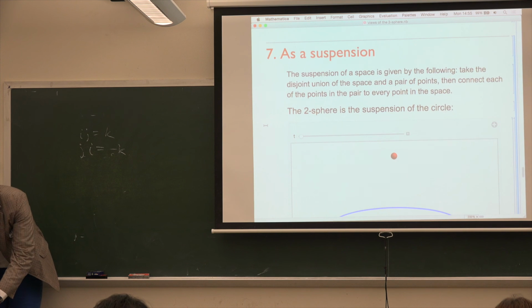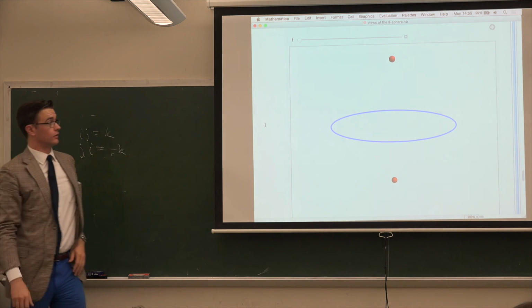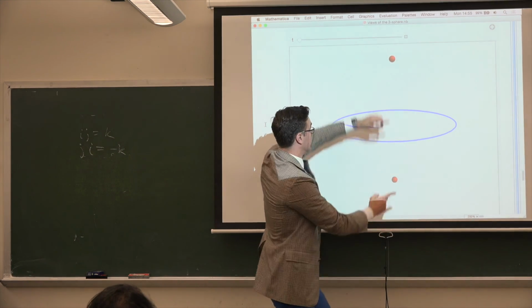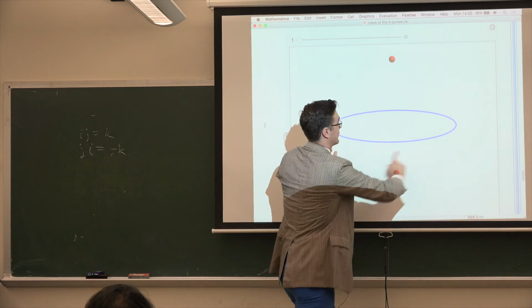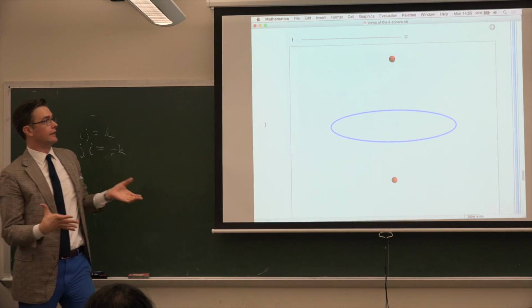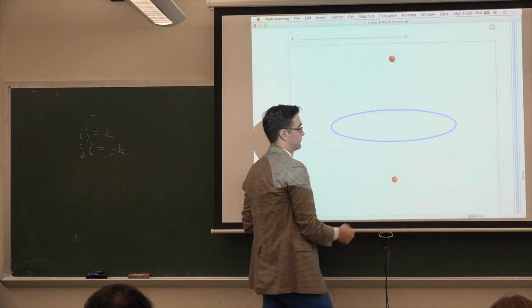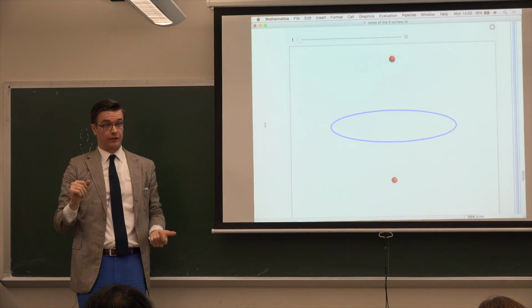And so I claim the two-sphere is the suspension of the one sphere, otherwise known as the circle. So here's the picture. Here's the circle. I add 2 points, and then I'm supposed to connect these 2 points to every point on the blue circle. More generally, when you're taking a suspension, you have your space, which you think of as blue, you have your 2 points, which you think of as red, and you connect red to blue in every possible way.